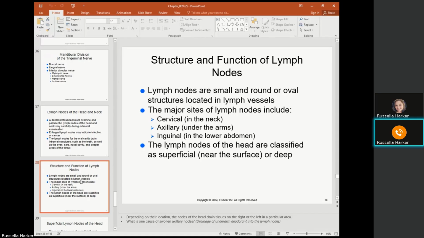So depending on their location, the nodes of the head drain tissues on the right or the left side, depending on where they're located. So you could have drainage of underarm deodorant into the lymph nodes, and that could cause swollen axillary lymph nodes, or swollen lymph nodes in the underarm area.